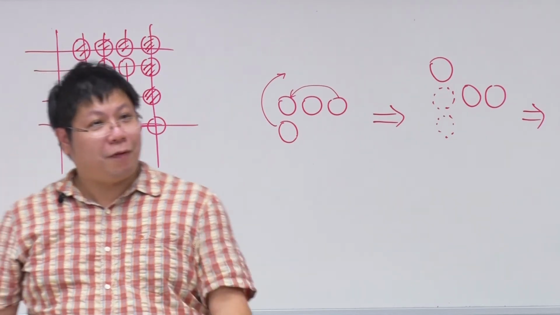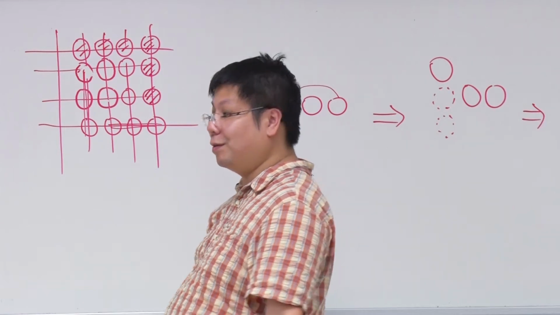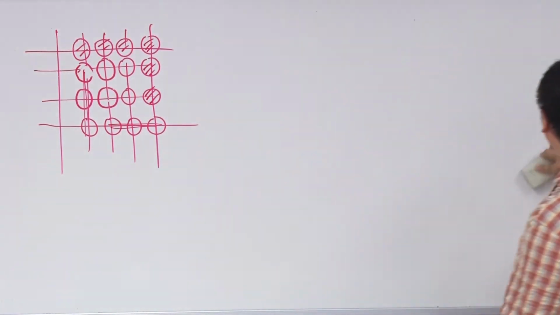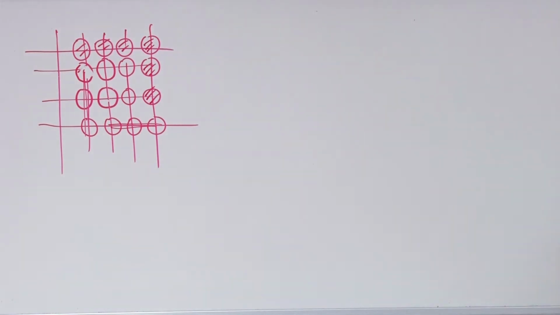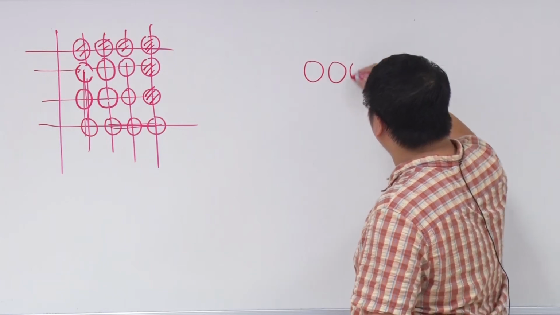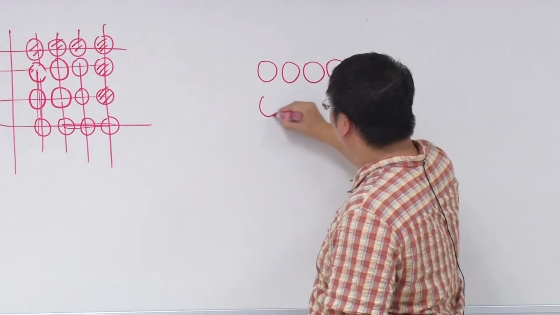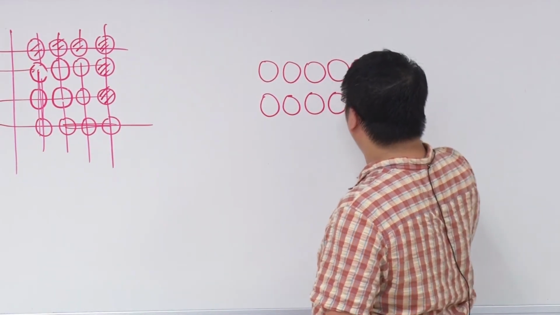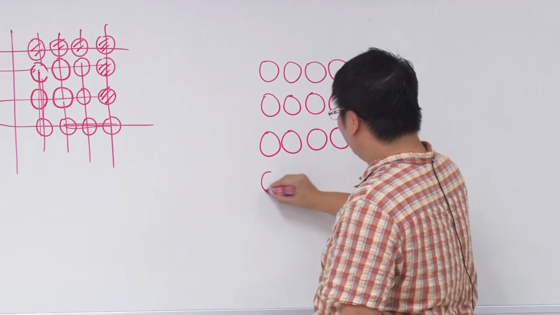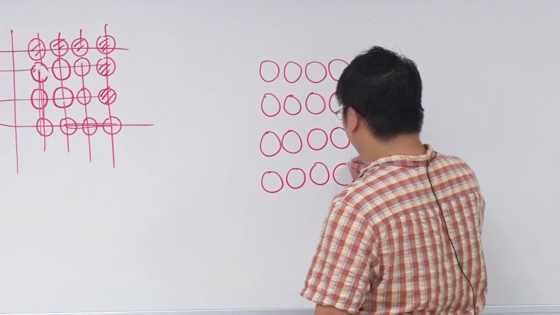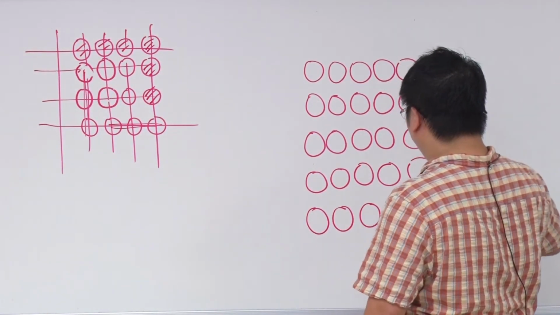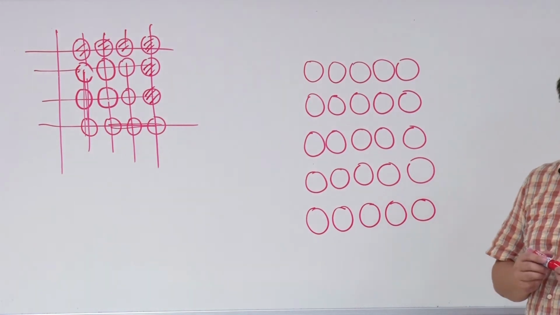Okay? How about 5 by 5? What should we do? 5 by 5. Let's try. Okay, let's try. So 5 by 5: 1, 2, 3, 4, 5, in each of the five rows. Okay, 5 by 5. Then what can I do?